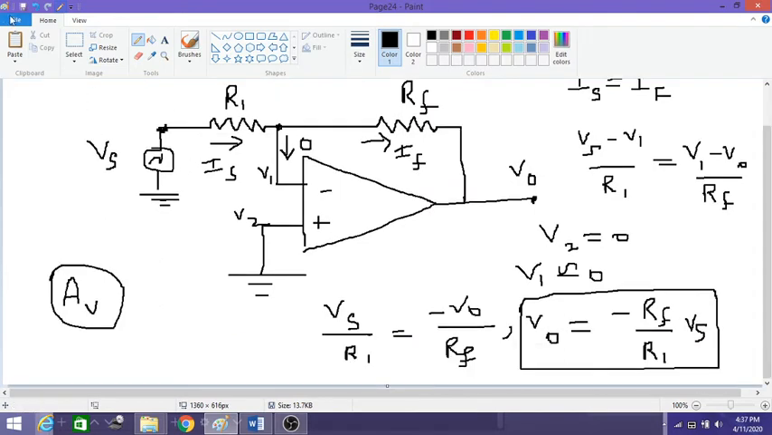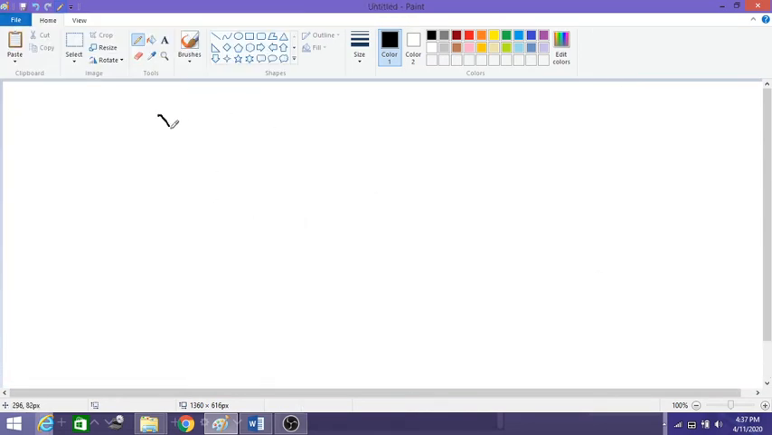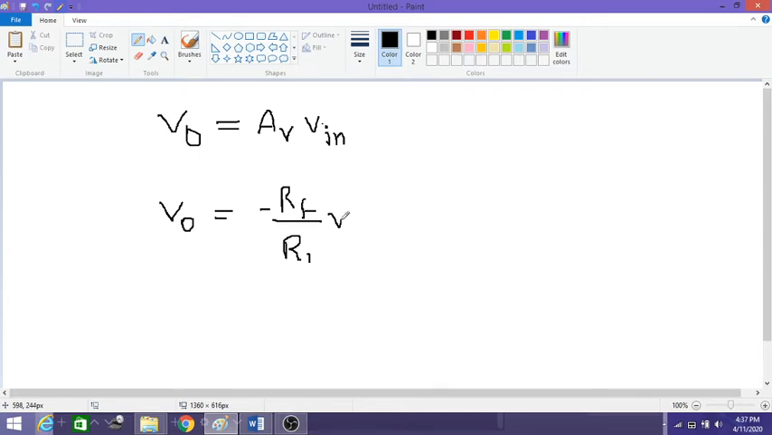Let me save this, and if I take the new page, we know that V0 is equal to AV into Vin. This is our normal equation. Here AV stands for open loop gain multiplied by Vin. But with our inverting amplifier case, we got V0 is equal to minus RF by R1 into Vs. So now you can resemble Vs as your Vin, and here the gain is not the open loop gain, it is a closed loop gain.